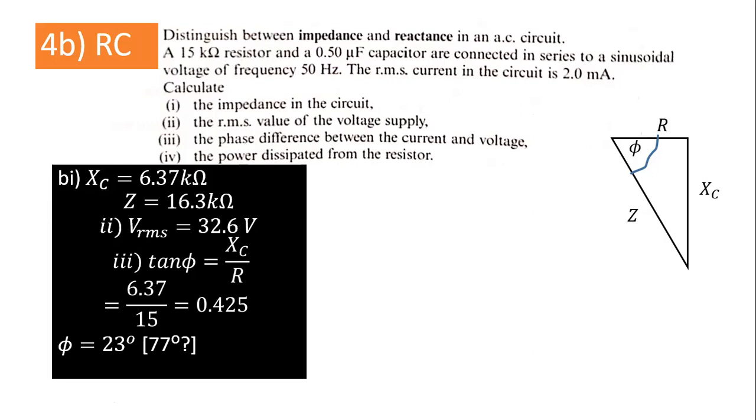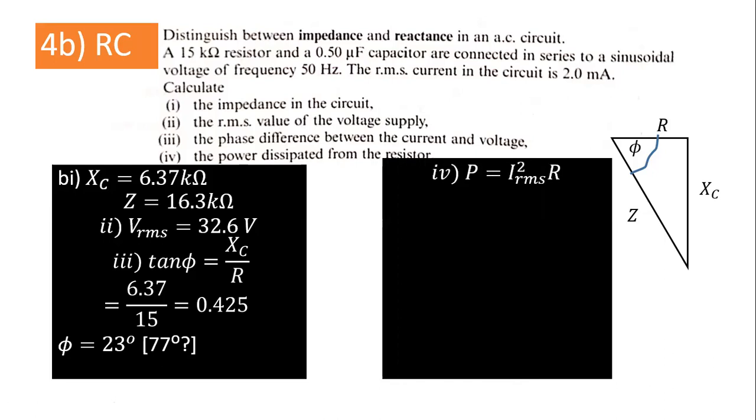Power dissipated from the resistor. Then power is I squared R. Right? I root mean square times your R. That's your current, change it to ampere. That's your kilo ohm, change it to ohm. Okay or not? Anything not clear?